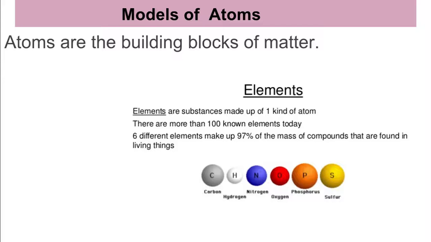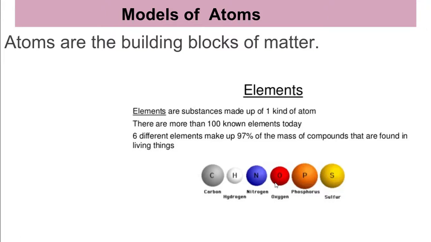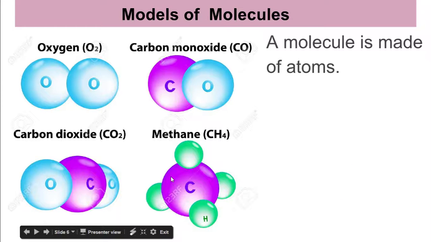There are more than 100 known elements today. 6 different elements make up 97% of the mass of compounds that are found in living things. And these are the 6 main elements that are found in our body, plus 2% of other elements, but these are the main ones. And oxygen has the highest part in our body's makeup.